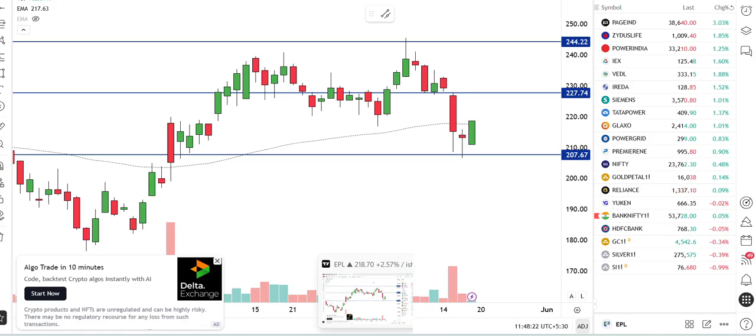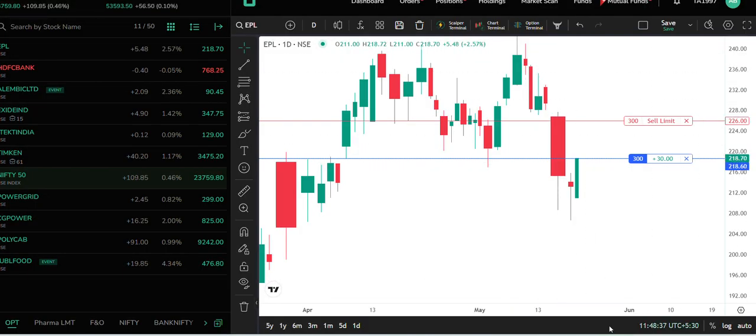I go to the Tradejini system, selected EPL, 300 quantity at 218 rupees, and I have set a target of around 226. So whenever it happens, the order gets executed. Like I put a limit order here.